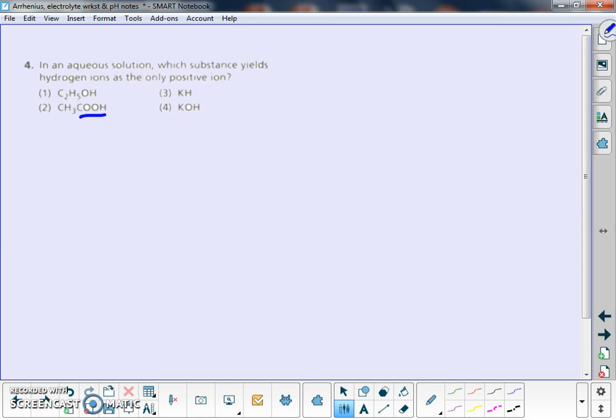Number 1 is an alcohol. It has an OH, but it's bonded to C's and H's. That's an organic functional group. Over here is your base, all right? That would produce the hydroxide ion, not the hydrogen ion. And KH, that is simply a salt.